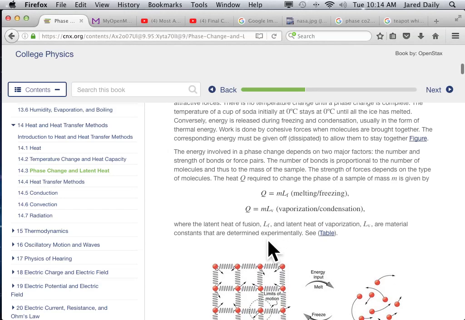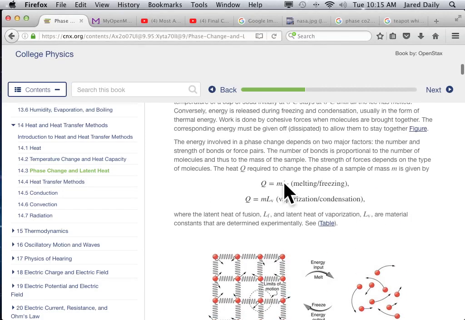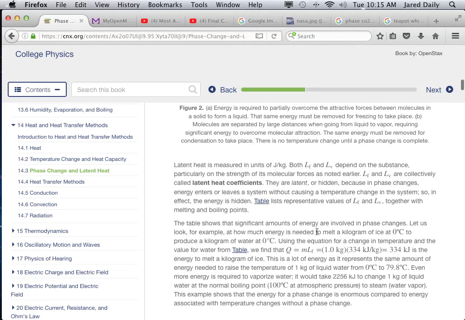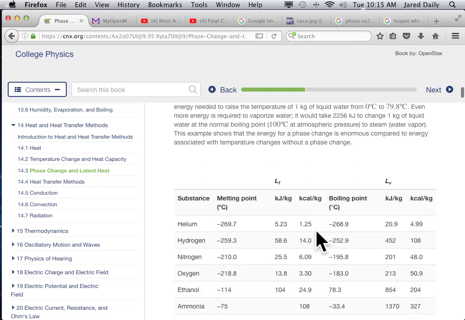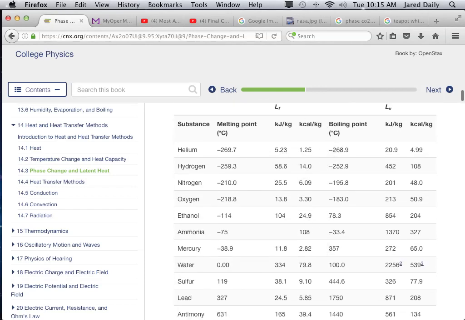And every material has its own latent heat for this. The M is, of course, mass. But to calculate how much energy is required to change phase, you have to use this chart with the latent heats. We have one that uses kilojoules and one that uses kilocalories. But we do have these latent fusion numbers and latent vaporization numbers.